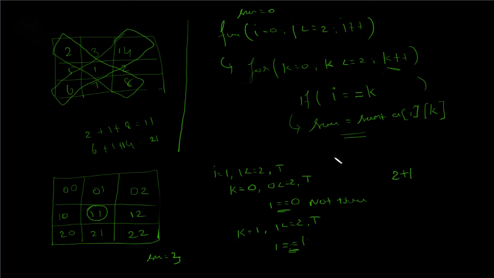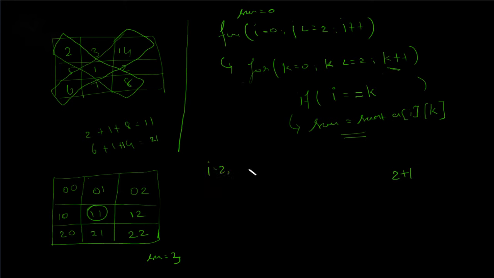Likewise, again k will get incremented, the k value becomes 2. At that point the k value will not be equal to the i value, so it won't execute that. After the k value becomes 3, it will come out of this for loop and go back here, and it takes the value of i as 2.